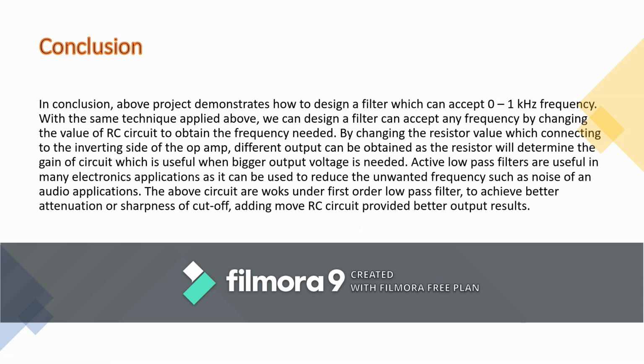In conclusion, the above project demonstrates how to design a filter which can accept 0 to 1 kHz frequency. With the same technique applied above, we can design a filter that can accept any frequency by changing the value of the RC circuit to obtain the frequency we need. By changing the resistor value connected to the inverting side of the op-amp, different outputs can be obtained, as the resistor will determine the gain of the circuit, which is useful when a bigger output voltage is needed.